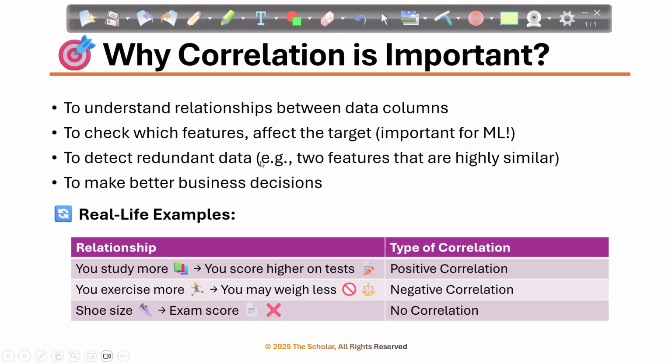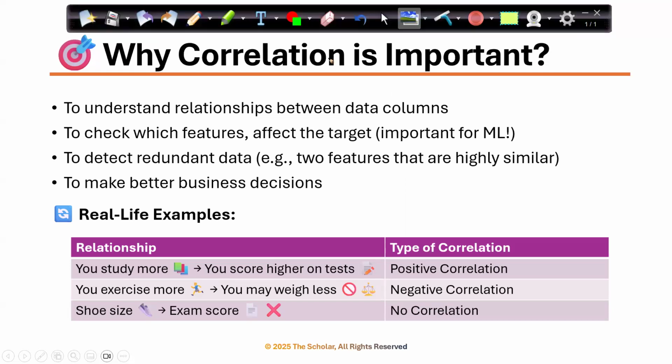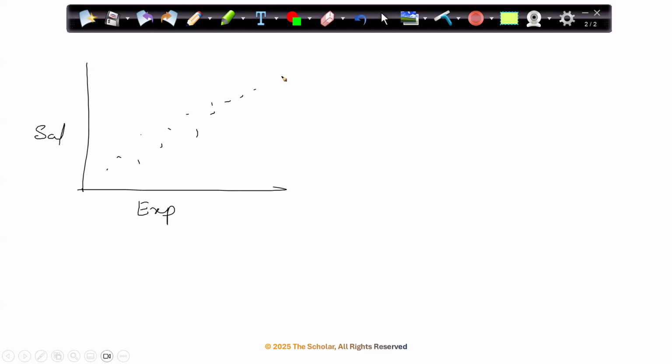Right? The second reason is to detect redundant data, where two features are highly similar. For example, suppose I want to predict my salary based on experience. When my experience is increasing, my salary is increasing.